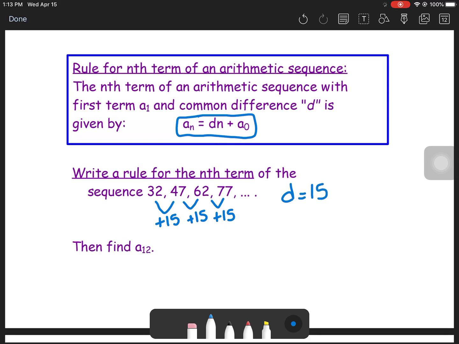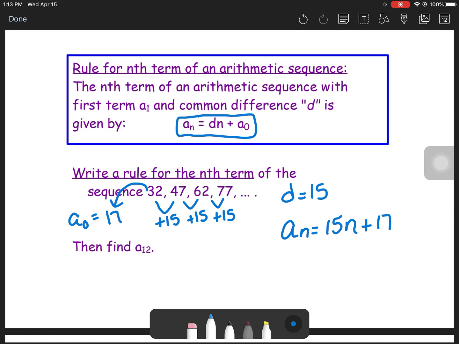And in order to write our rule, we have to come up with our 0 term. In other words, what would happen before 32? So since we're adding 15 each time, we're going to subtract 15 to go backwards. So our 0 term is going to be 17. So to write our rule, we say a sub n equals 15 times whatever term we're looking for, plus our 0 term, which is 17.